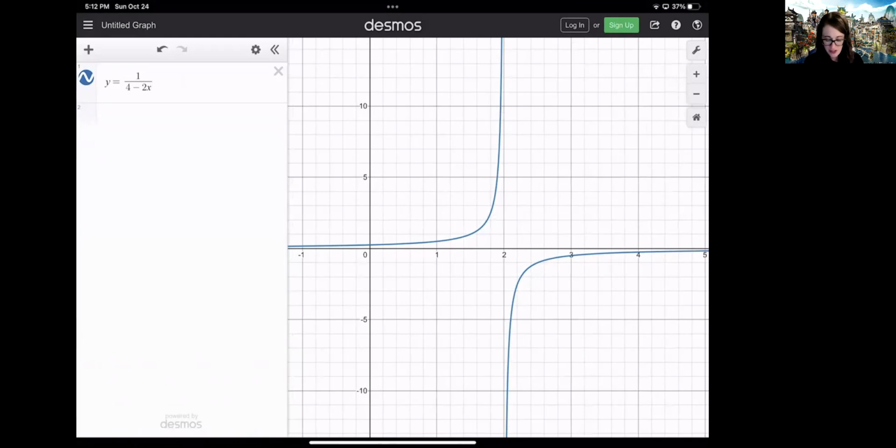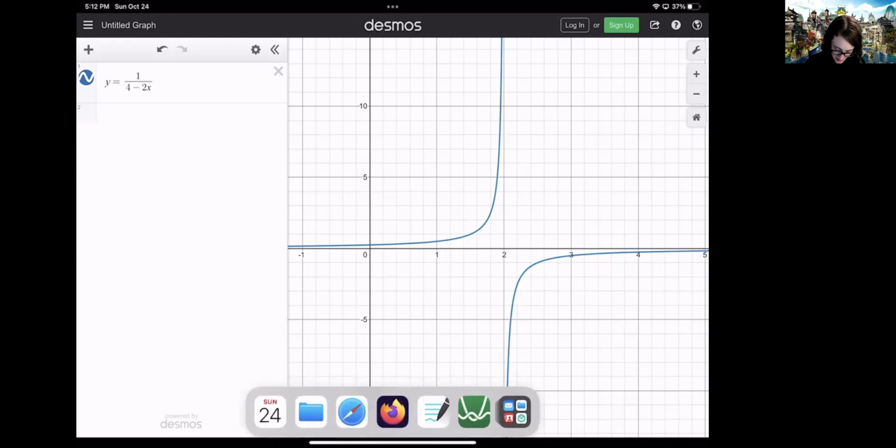And you can see how the function's increasing before 2. Then it continues to increase after 2, right? It's going up the whole time. It just does something weird at 2, right? There's a break there, or an asymptote.